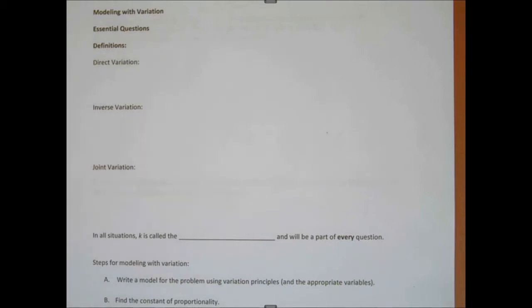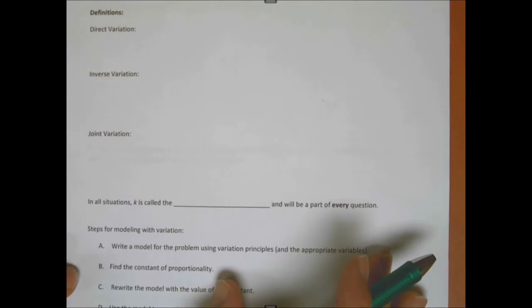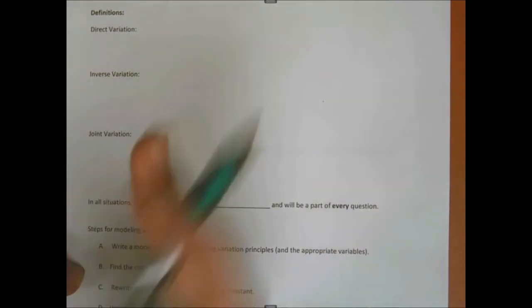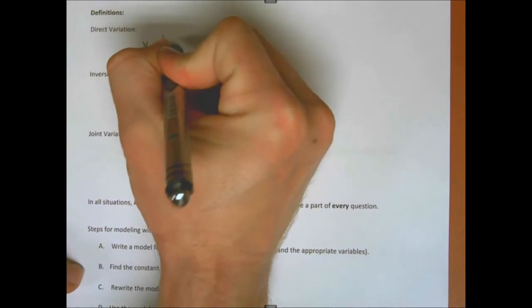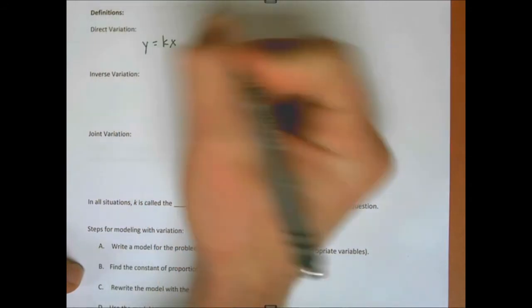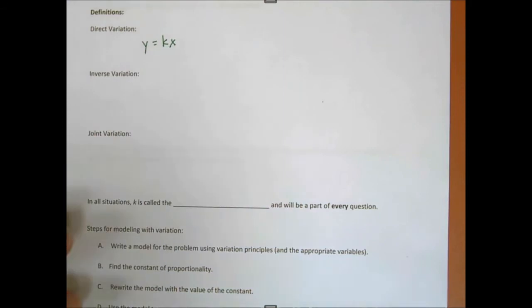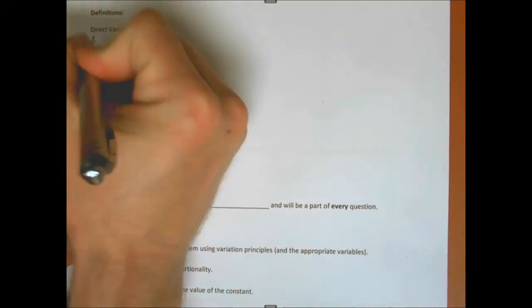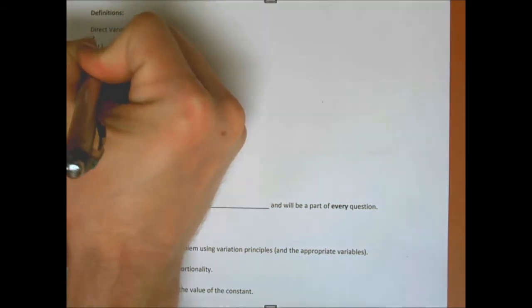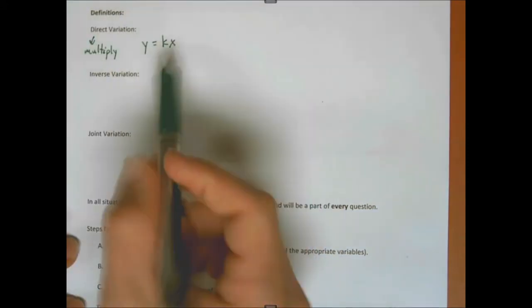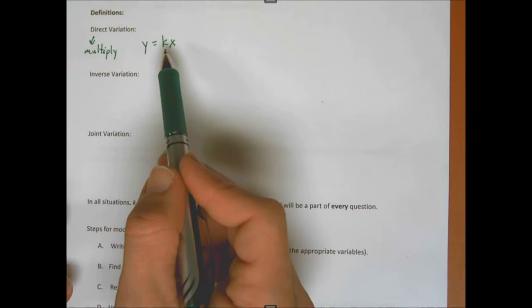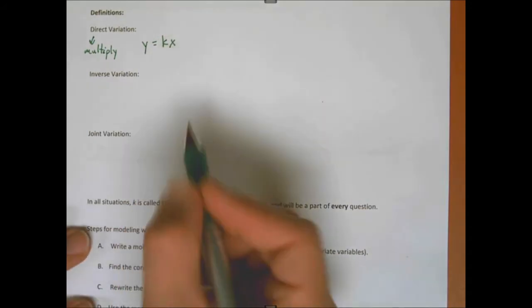We're going to look at modeling with variation. There are three types of variation we are going to look at today. There's direct variation, and we're going to define these quickly: y is equal to k times x. So you multiply with direct variation. As x goes up, y goes up, or as x goes down, y goes down.